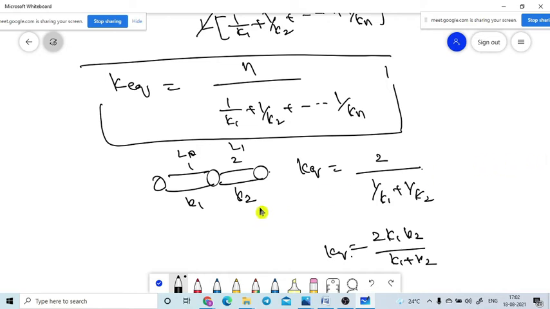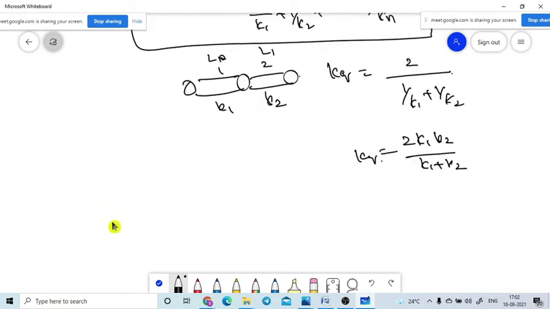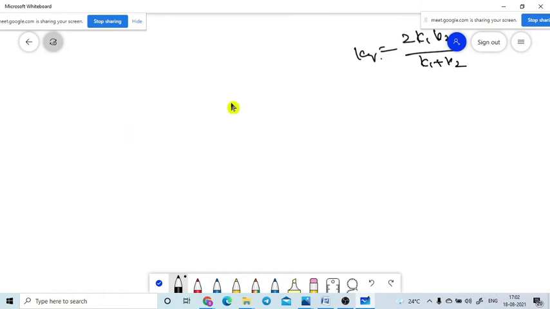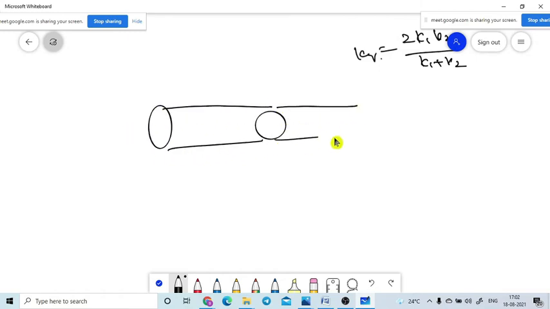If two materials are connected to each other in series manner, at a certain time they reach a particular temperature. Let's assume these are two slabs connected in series, with temperatures T1 and T2. At the junction they get an equivalent temperature, which is T. How can we determine this equivalent temperature? We will use the same formula itself.